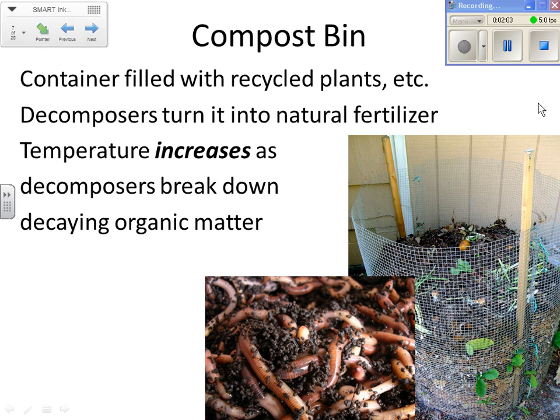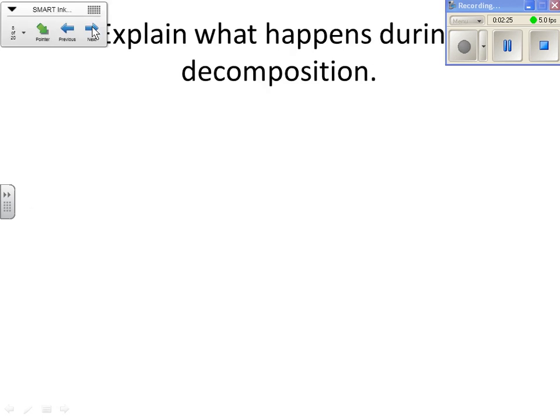A compost bin. A compost bin is a container that is filled with recycled plants. Decomposers turn it into natural fertilizer, and the temperature increases as the decomposers break down this decaying organic matter. Here's a shot of the worms inside of a compost bin. Very important to a compost bin are the worms.